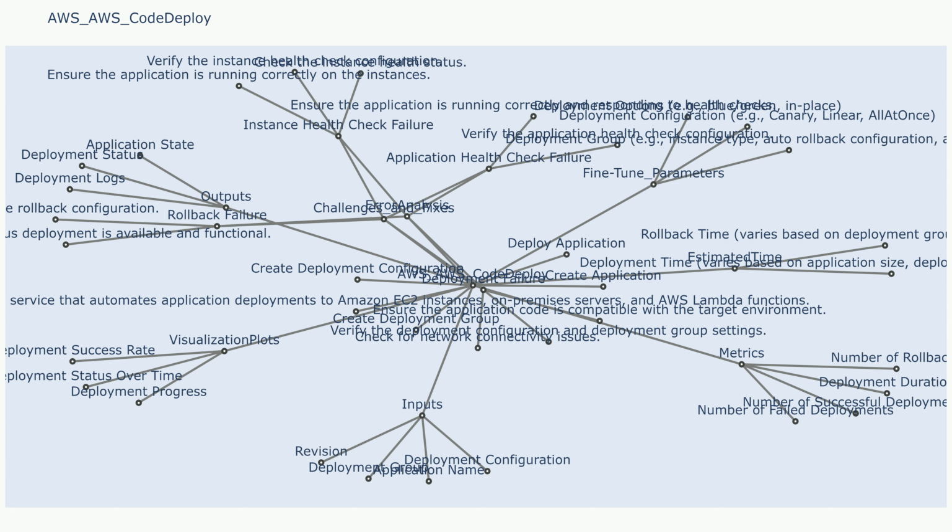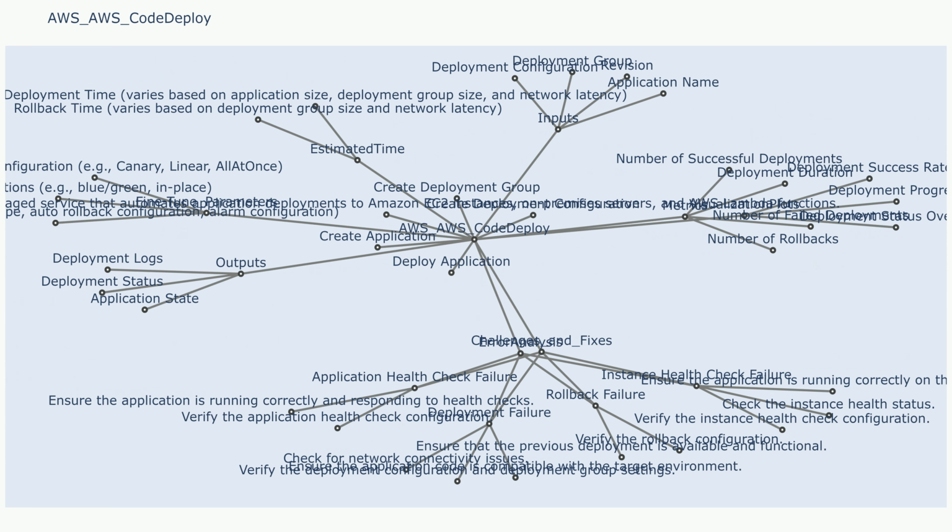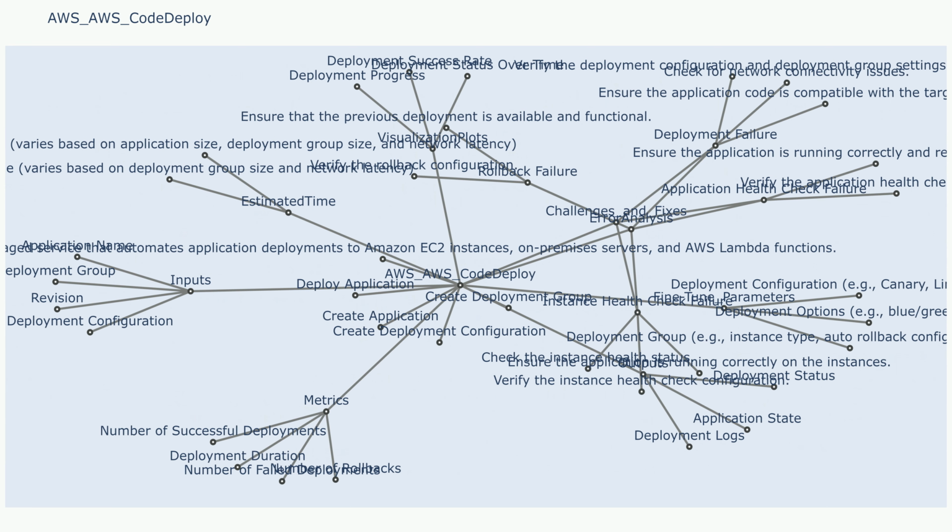Name: CodeDeploy application. Purpose: to define the application to be deployed and its deployment configurations. Explanation: A CodeDeploy application is a container for your deployment process. You define the application's deployment groups, deployment configurations, and other settings within this structure.